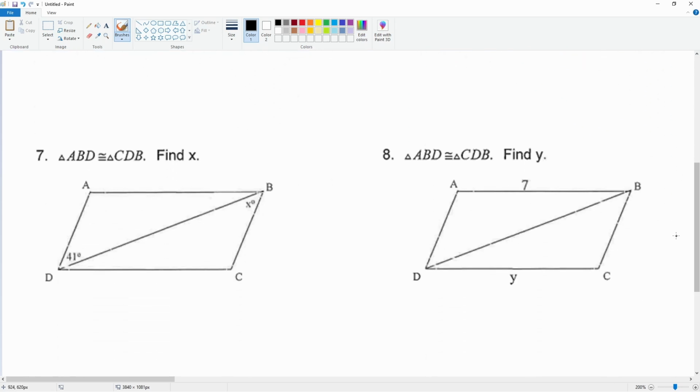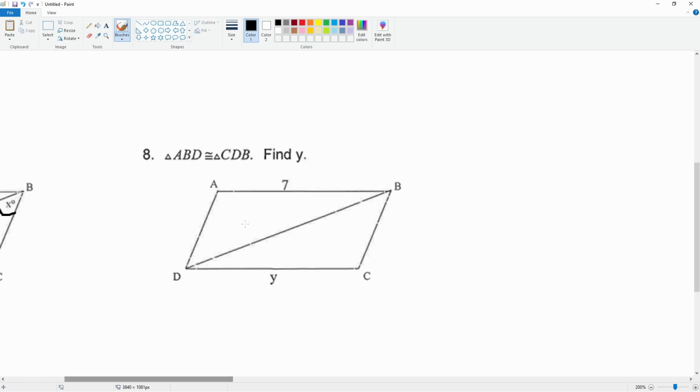Then let's take a look at this one. Well, we know that triangle ABC is congruent to triangle CDB. Okay, so angle 41 is going to be congruent to X. How do you know that? Well, it's congruent, right? So therefore their parts have to be congruent. Since the parts are congruent, the angles have to be congruent. There you go. And D matches up with B.